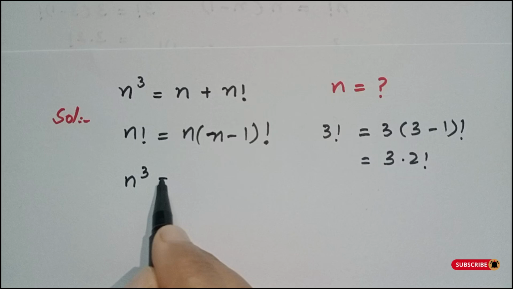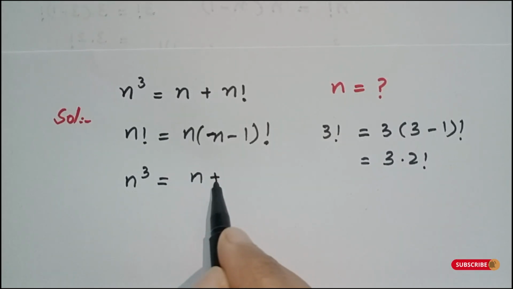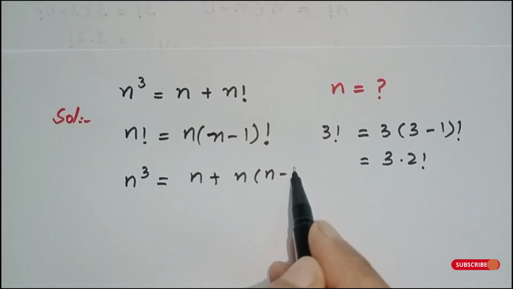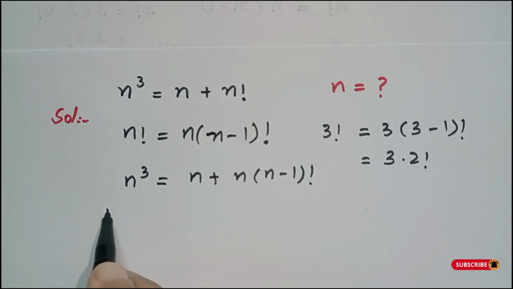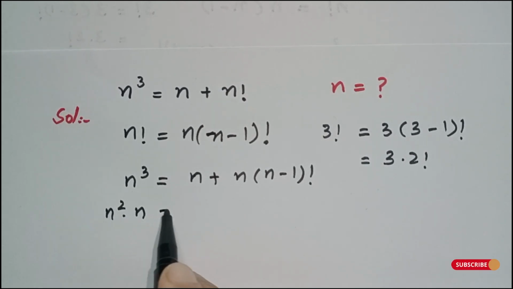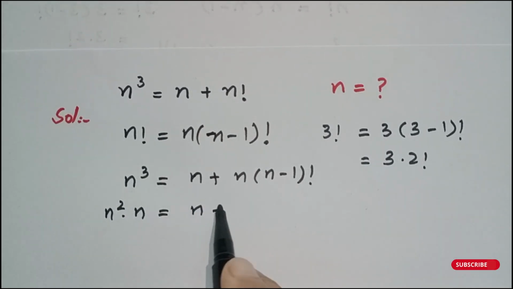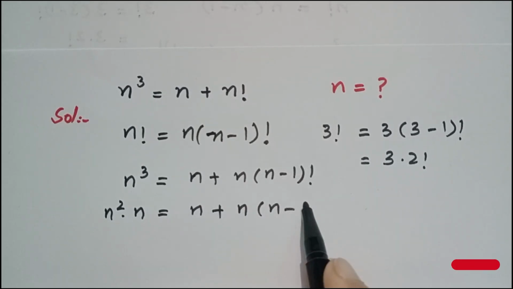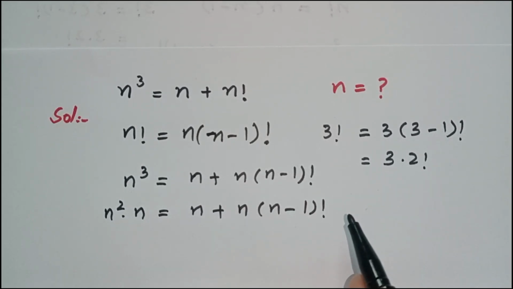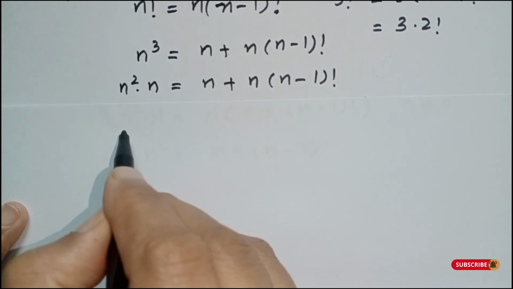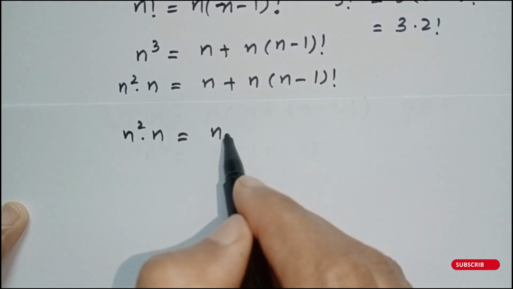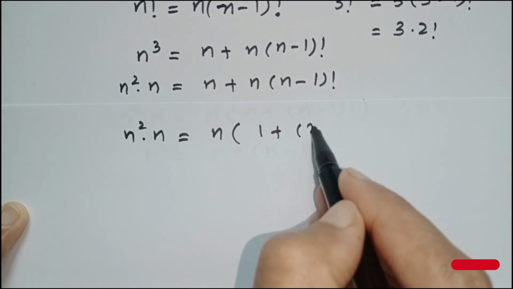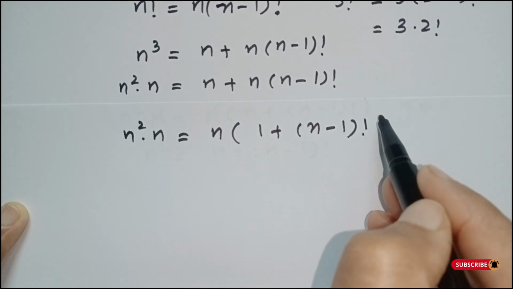N cube is equal to n plus n times n minus 1 factorial. Now in our next step, we can write n cube as n square times n. N square times n is equal to n plus n times n minus 1 factorial. In the next step, we will write n square times n, and we will factor n here: n times parenthesis 1 plus n minus 1 factorial.